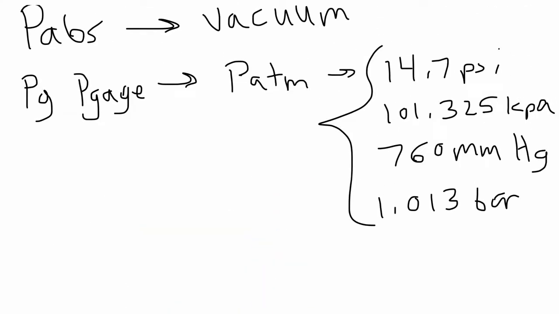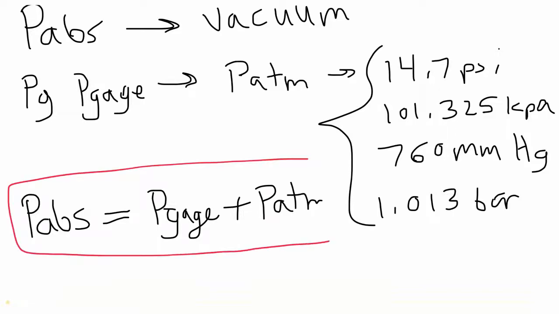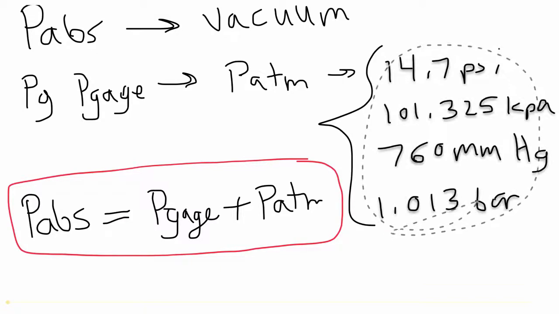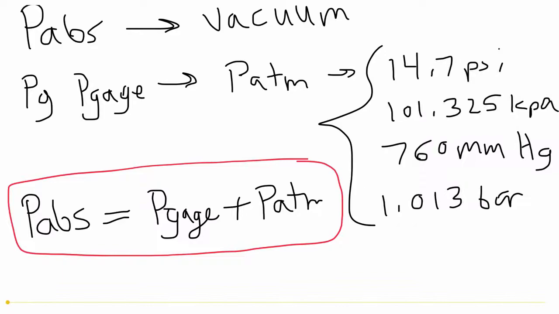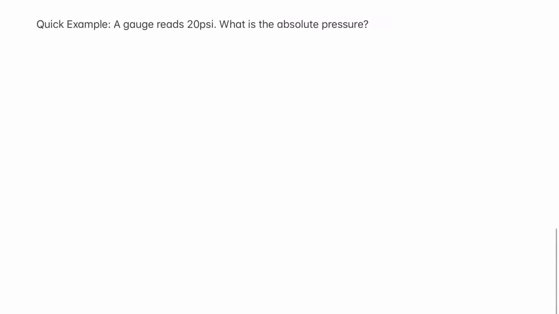So in terms of an equation, we can write that our absolute pressure will be equal to our gauge pressure added to our atmospheric pressure. So this is the equation that we need to know to relate both absolute and gauge pressure to each other, knowing that we have these different values over here for the atmospheric pressure. And to give you a basic example, let's go down here.